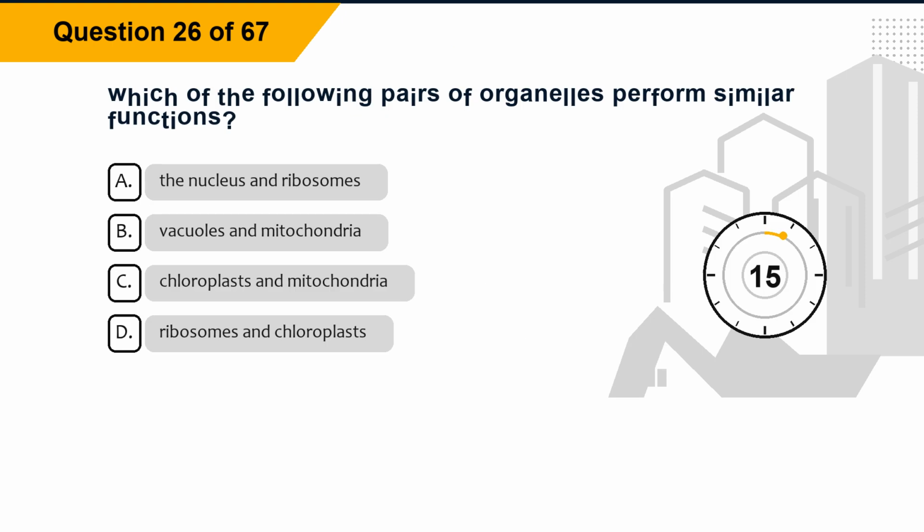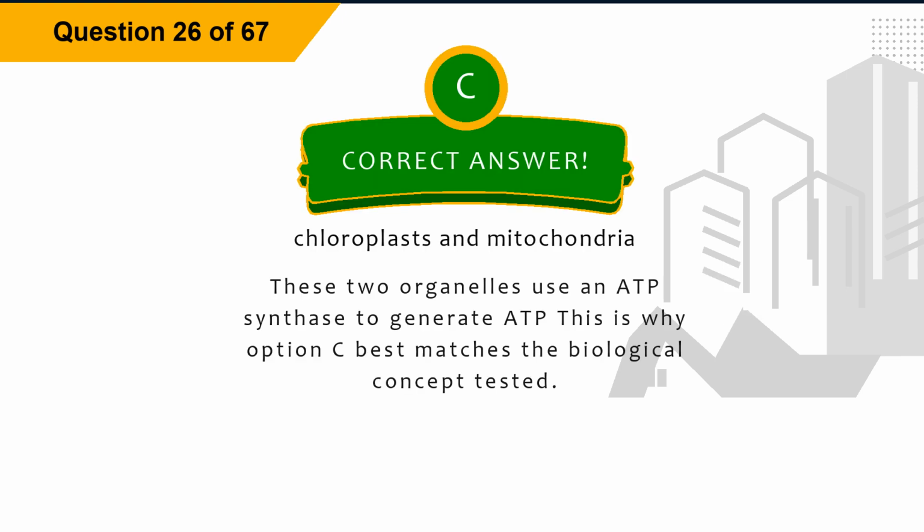Question 26. Which of the following pairs of organelles perform similar functions? Option A, the nucleus and ribosomes. Option B, vacuoles and mitochondria. Option C, chloroplasts and mitochondria. Option D, ribosomes and chloroplasts. The correct answer is option C, chloroplasts and mitochondria.